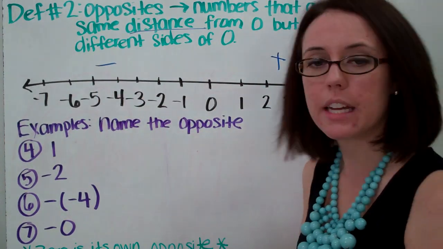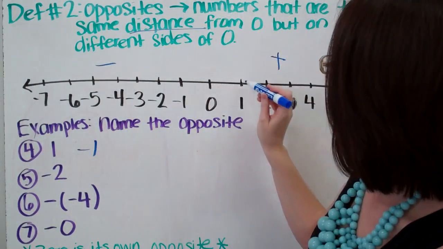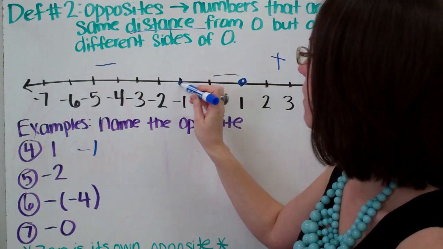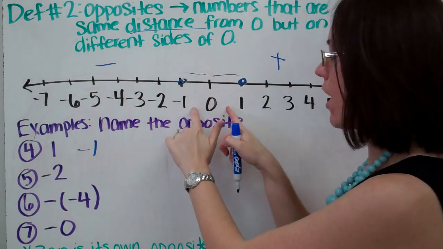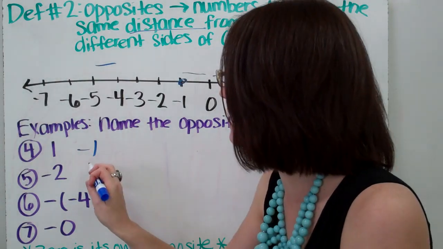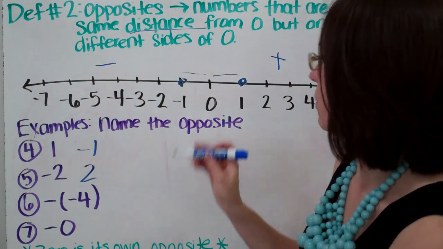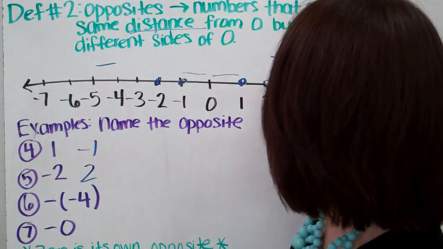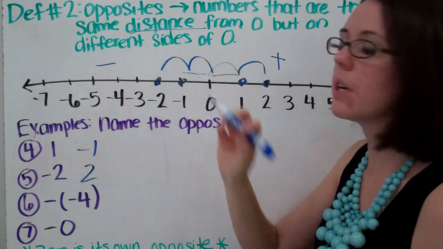Examples, name the opposite. The opposite of 1 is negative 1. 1 away, 1 away. They're the same distance from 0 on opposite sides. The opposite of negative 2 is a positive 2, or just 2. Again, negative 2 is here, 2 is here. It is 2 units away, 2 units away.